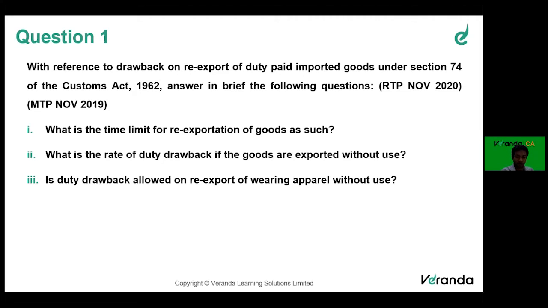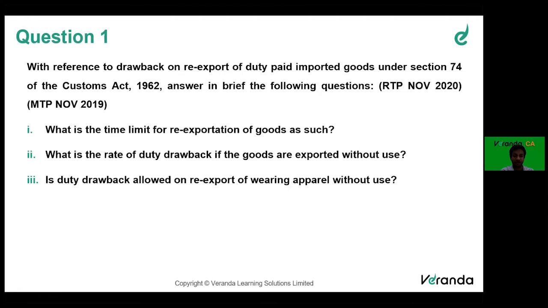So what drawback you get? This drawback is basically to promote exports out of the country, right? And in case of section 74, genuinely you imported certain goods, but you have to export them back. Then what import duties I paid, I should be allowed it back, right? Because I'm not using it in India and I'm sending it back outside India, right? So let's go to the first question.